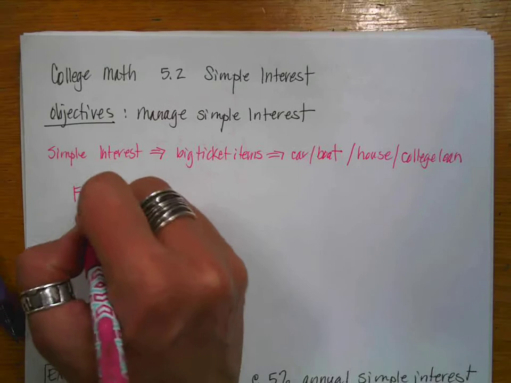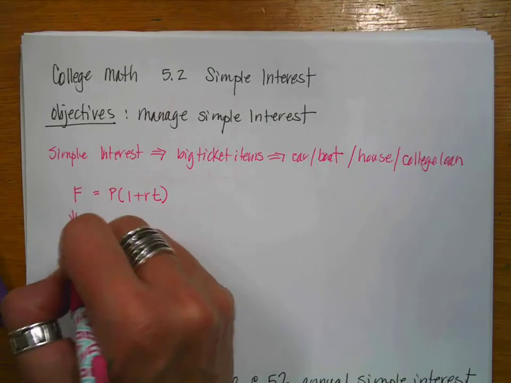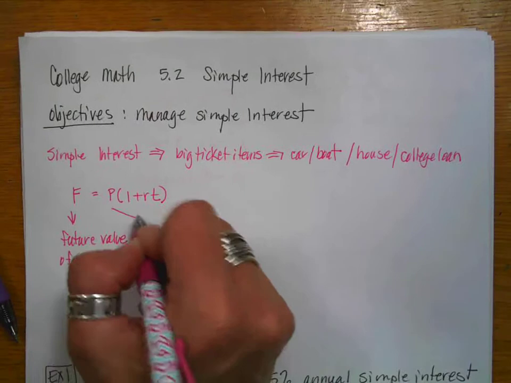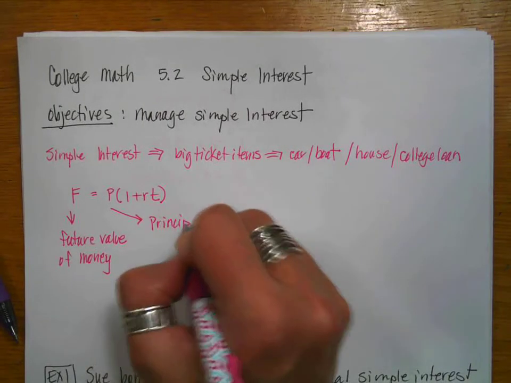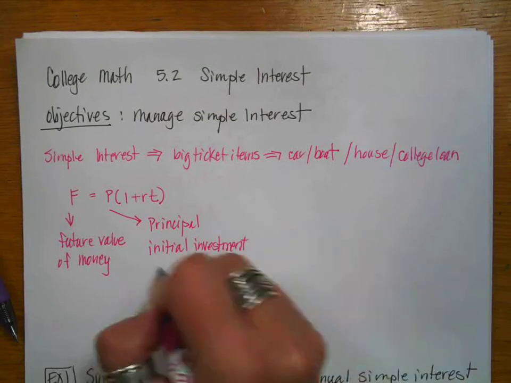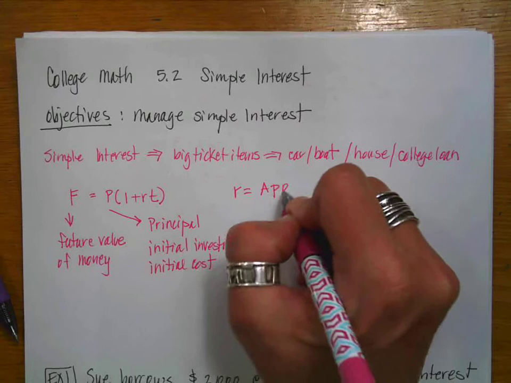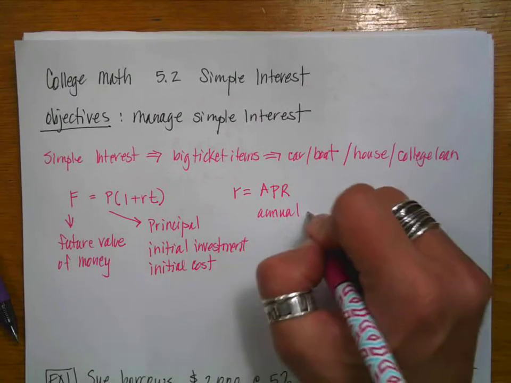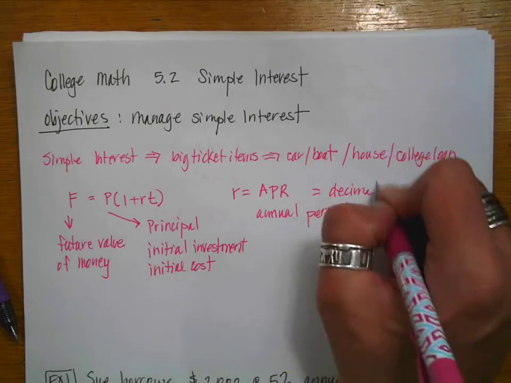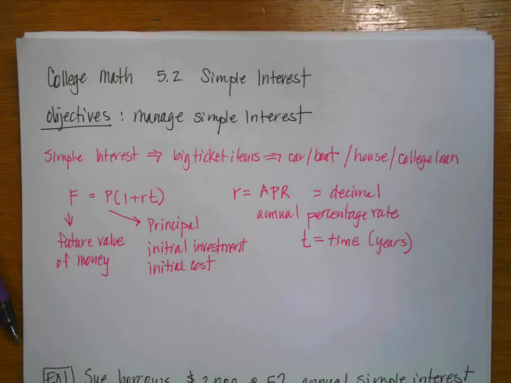Okay, the formula is F is equal to P times 1 plus R times T, where F is going to stand for the future value of your money. P is going to be your principal, which means that is your initial either investment or it is your initial cost. Okay. The R is going to be the annual percentage rate, and it's always going to be a decimal. And then T, of course, is equal to time, and it's going to be in years. Okay, so there is our handy-dandy formula.